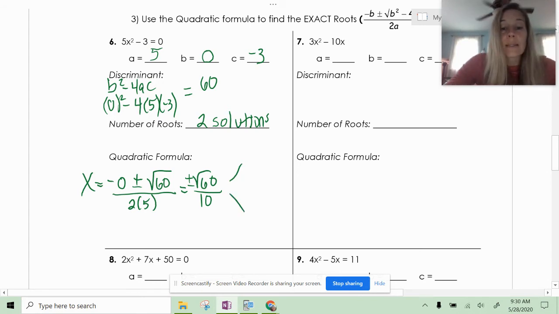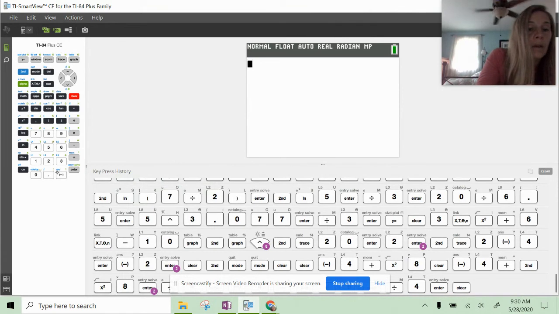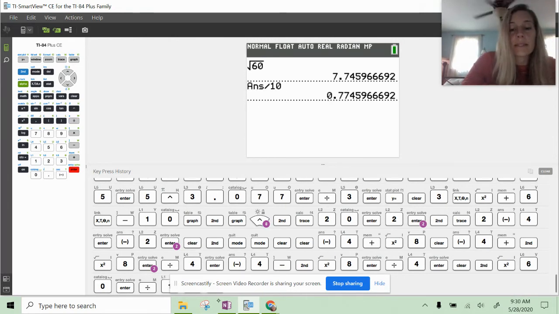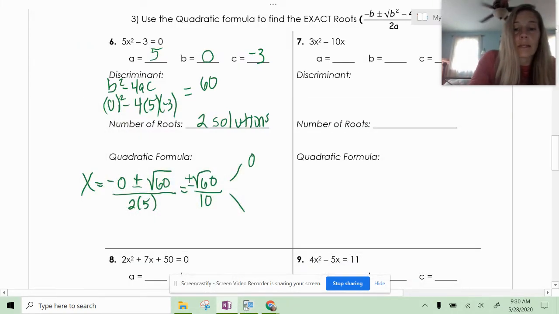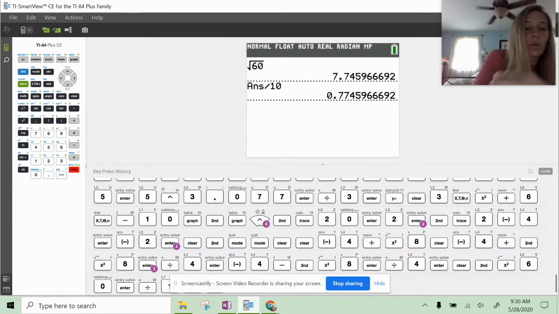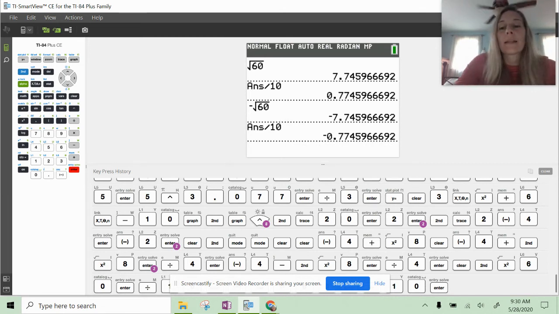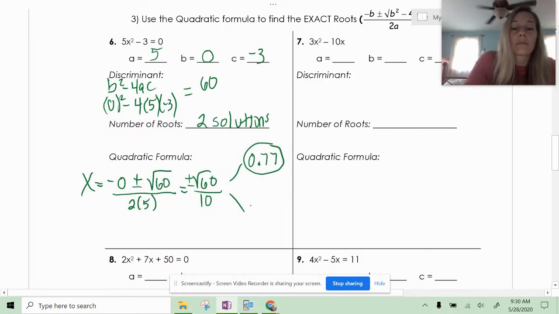So we have to do positive square root of 60 over 10 and then negative square root of 60 over 10. So square root of 60 divided by 10 is 0.77. So that's one answer. And then we're going to do negative square root of 60 divided by 10. And that's negative 0.77.